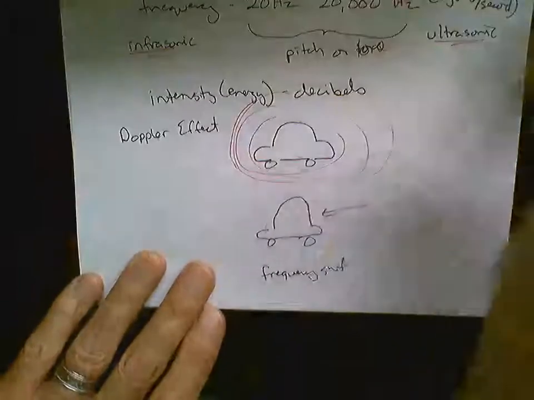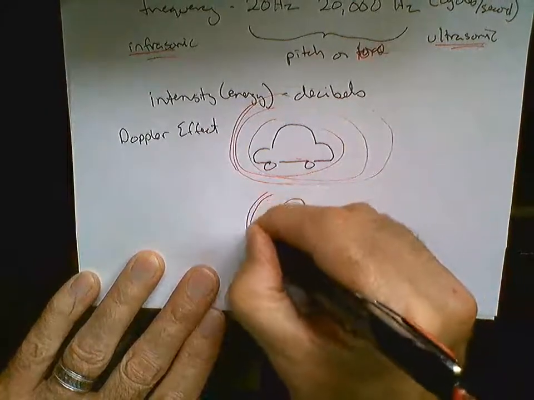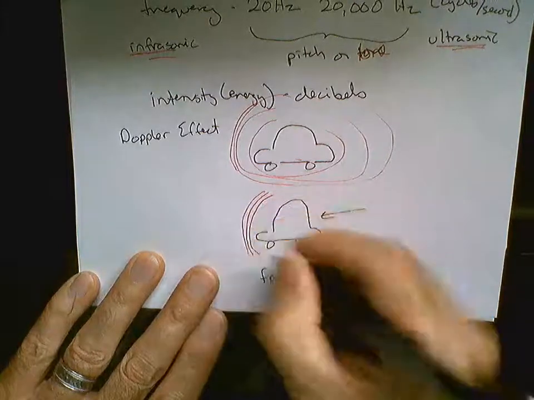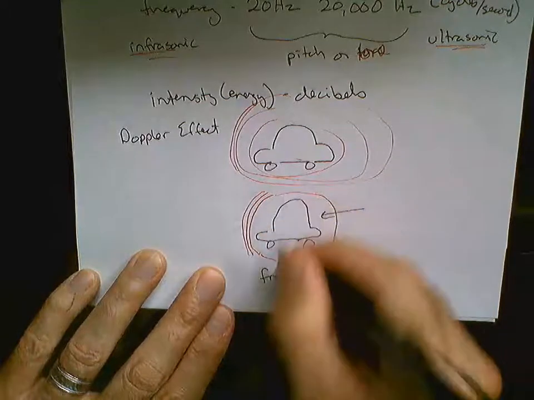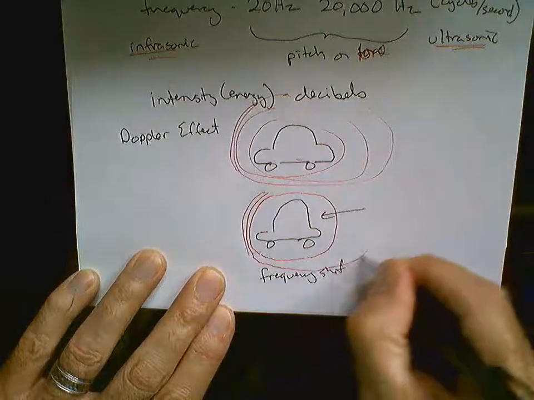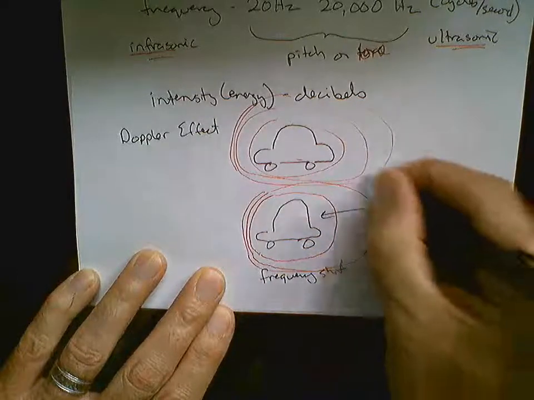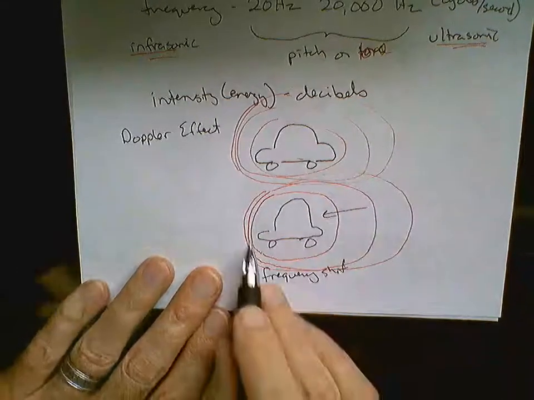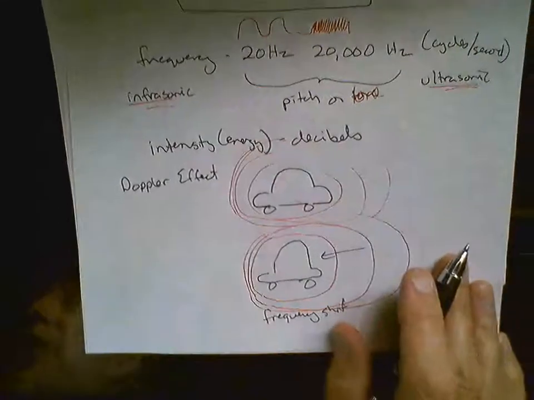When you're driving, what happens if you're moving forward and you hit the horn or you have a siren, all of the sound waves at the front of the car are compressed together. All the sounds at the back of the car are spread out. Okay, so we've got higher frequency at the front of the car and lower frequency at the end.